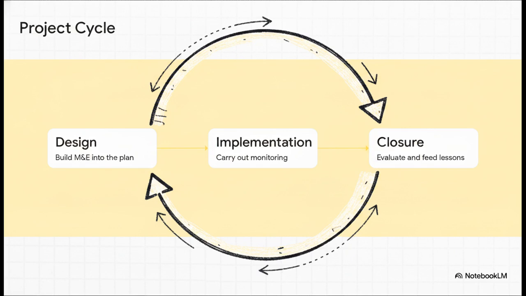Rather than a straight line, it's a continuous circle that's naturally embedded into every single stage of the project cycle. You build it in right at the design stage, you carry out your continuous monitoring during implementation, and at closure, you evaluate and feed those hard-earned lessons straight back into the design of your next project. When it's done right, M&E is a continuous circle, not just some final chore you have to check off.